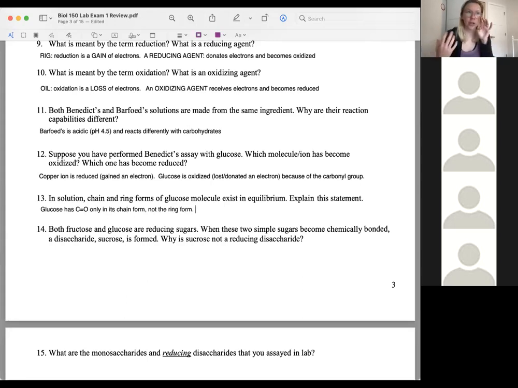So in a solution, you're going to have equal or roughly equal numbers of molecules in the chain form and the ring form. Some glucose molecules are going to be rings, some of them are going to be straight linear, and they just sporadically shift from one form to another. So in any given solution of glucose, you're going to have roughly half chain glucose molecules and half ring glucose molecules.